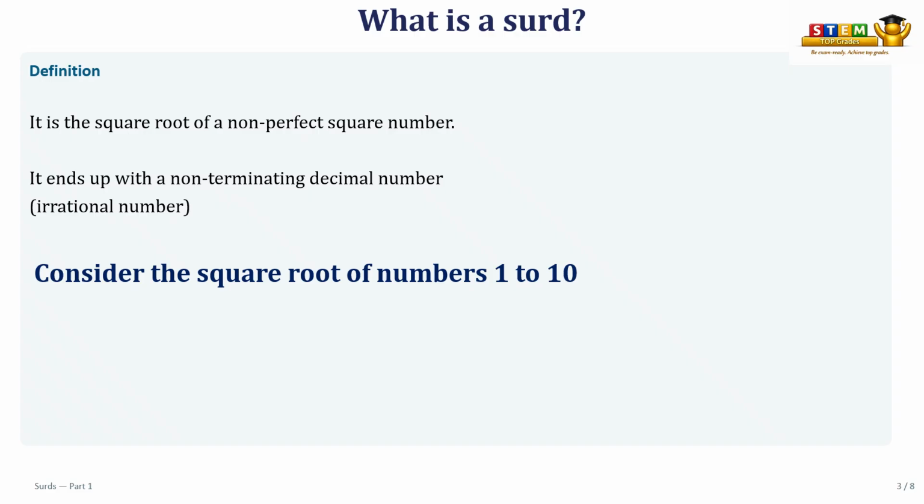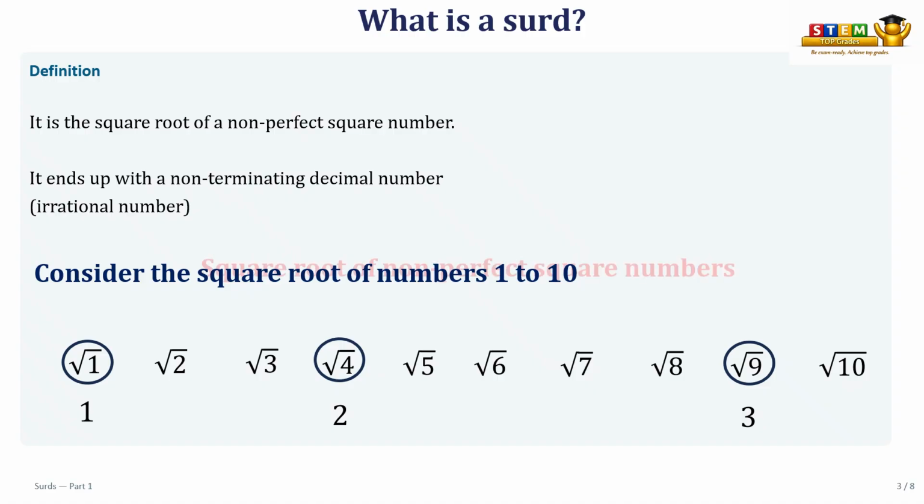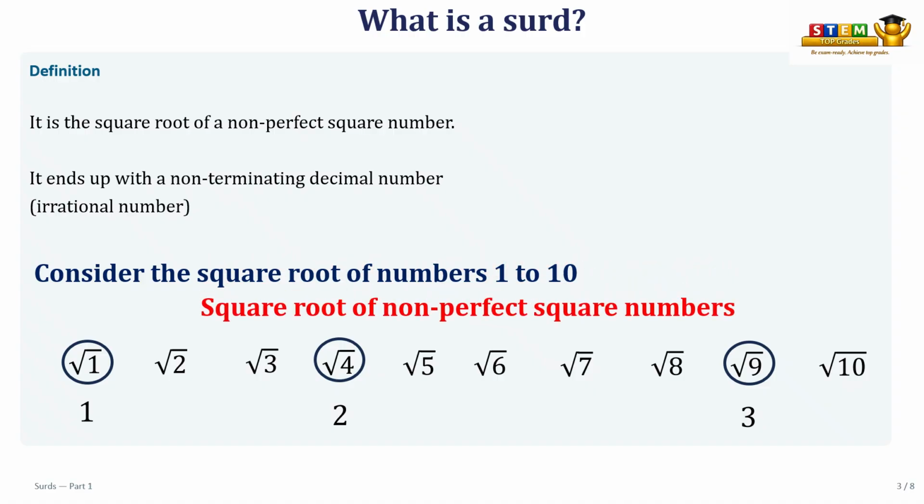Now let's consider the square root of numbers 1 to 10. Here we go. Now of those square roots, some of them will give us whole numbers. And these are the ones from the square root of perfect square numbers. 1, 4, and 9 in our case. So these give us whole numbers, that is, integers.